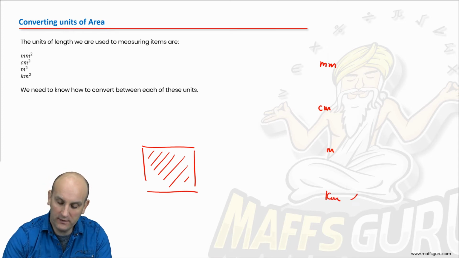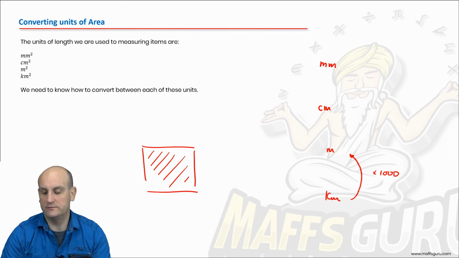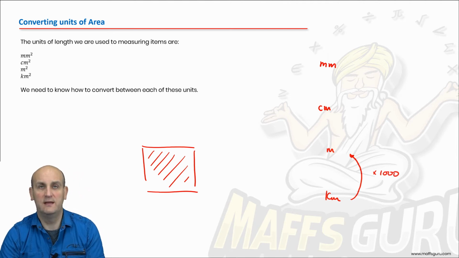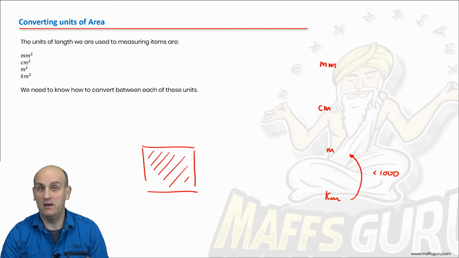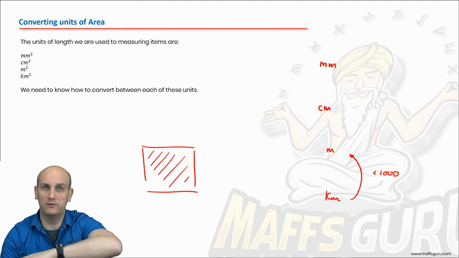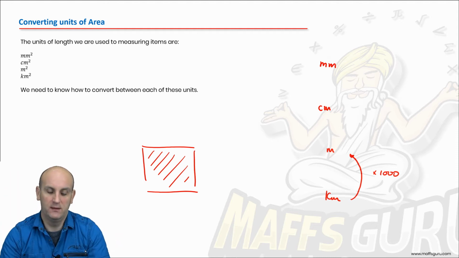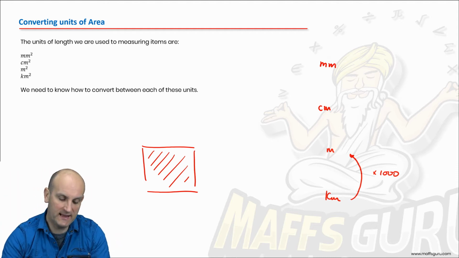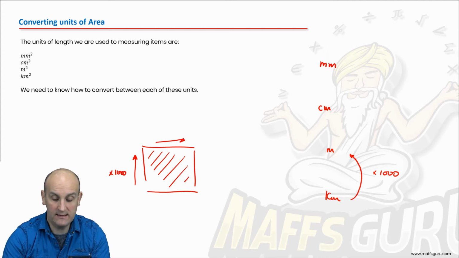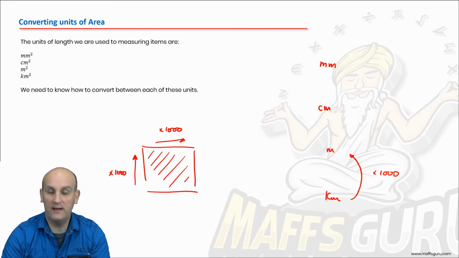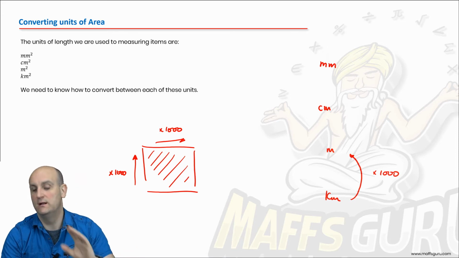Now we know that if I go from kilometers to meters, I normally times by 1,000. But that's for a length, and a length is one-dimensional. Is area one-dimensional? No, because it's got this dimension and that dimension. So when we expand something, we're expanding it by a factor of 1,000 that way and a factor of 1,000 that way. If we were going from kilometers squared to meters squared.